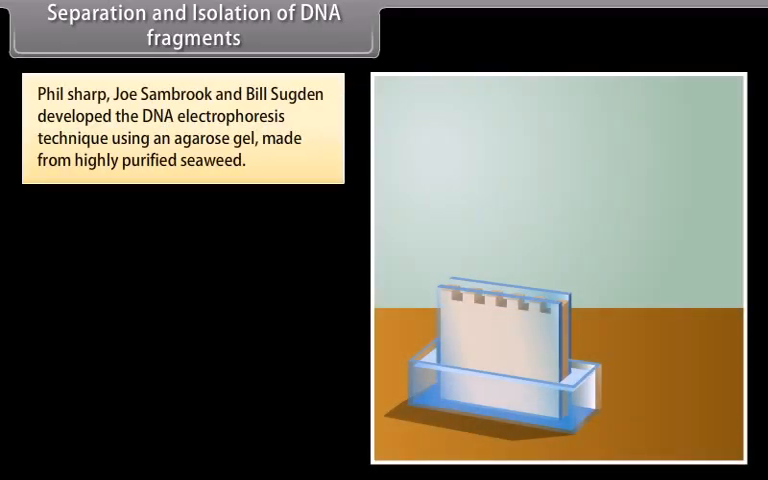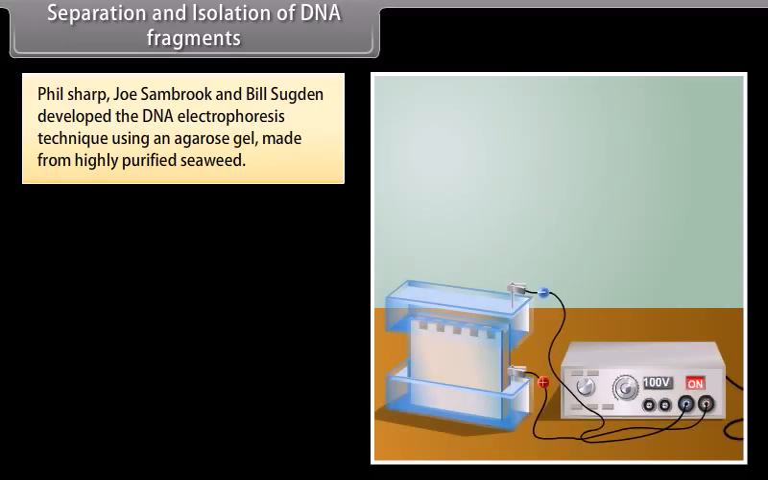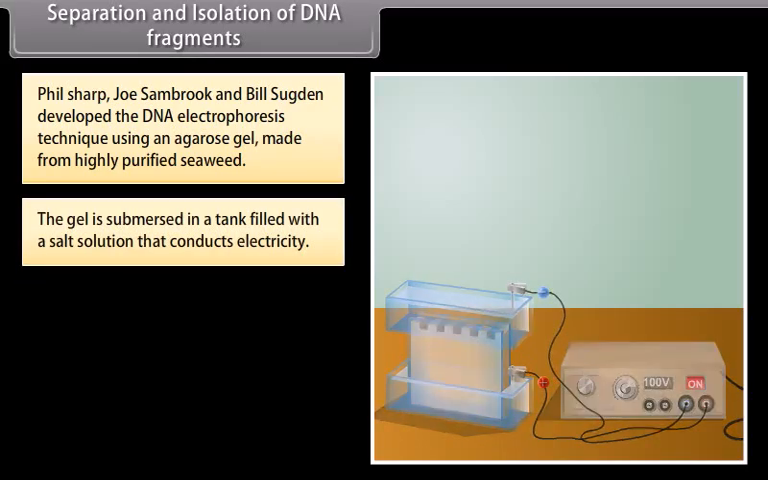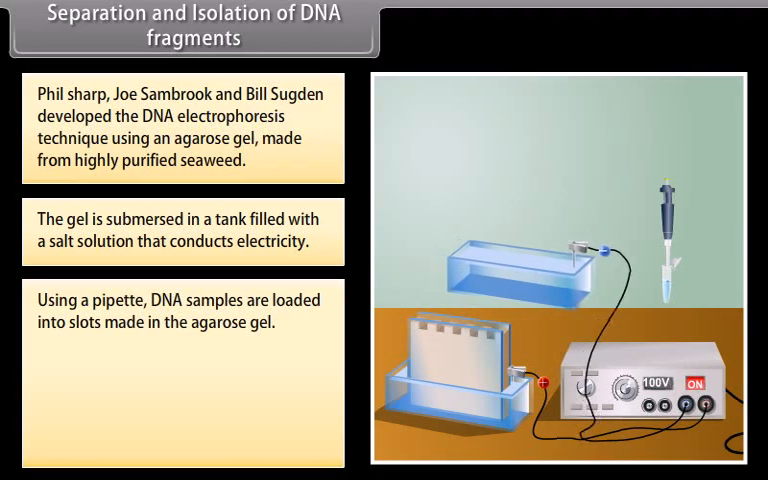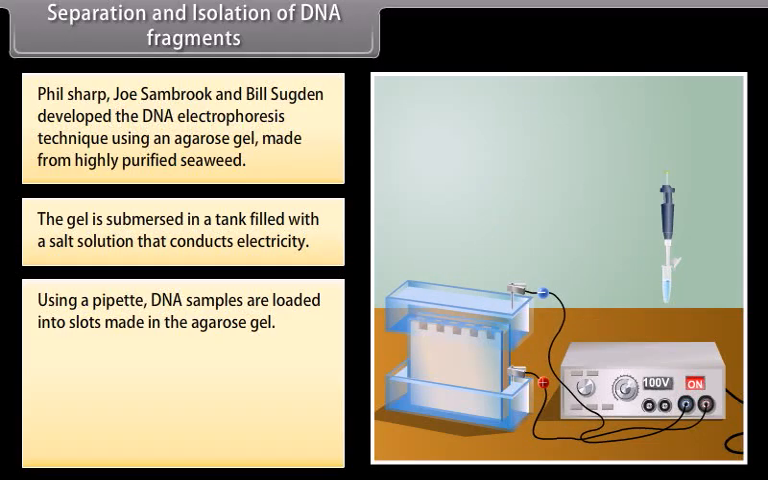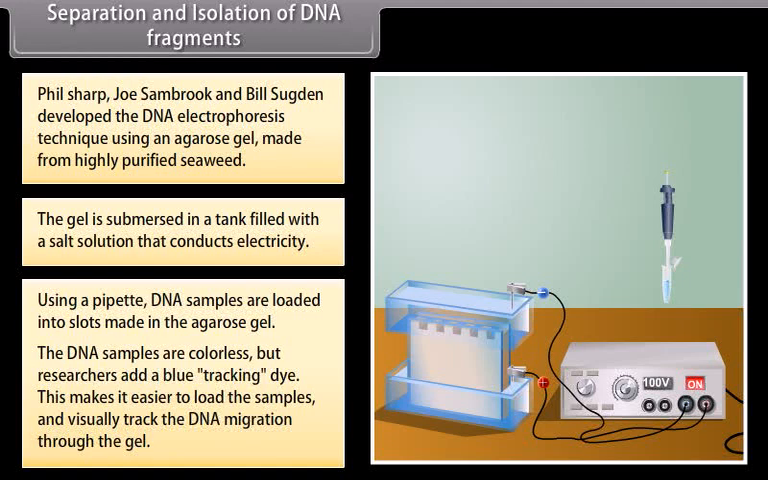Phil Sharp, Joe Sambrook, and Bill Sugden developed the DNA electrophoresis technique using an agarose gel made from highly purified seaweed. The gel is submerged in a tank filled with a salt solution that conducts electricity. Using a pipette, DNA samples are loaded into slots made in the agarose gel. The DNA samples are colorless, but researchers add a blue tracking dye. This makes it easier to load the samples and visually track the DNA migration through the gel.